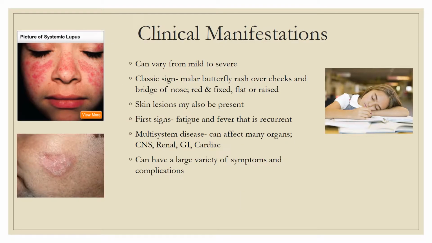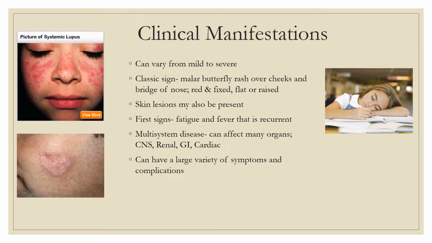Some clinical manifestations seen in lupus. It can vary from mild to severe. A classic sign is a malar butterfly rash over the cheeks and the bridge of the nose. It can be red, fixed, flat, or raised. The classic sign isn't always seen, but skin lesions may also be present.